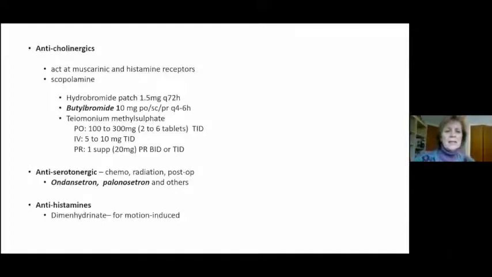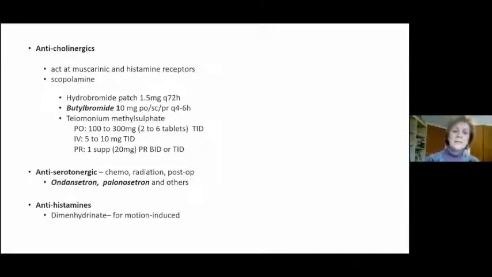The third class is the antiserotonergics. Serotonin is released by cells in the gut, and it's these drugs, so it's ondansetron, palonosetron, that are particularly useful for nausea and vomiting secondary to chemotherapy, radiation, or after surgery. They're not the best drugs to use in other settings, but again, they can be third or fourth line.